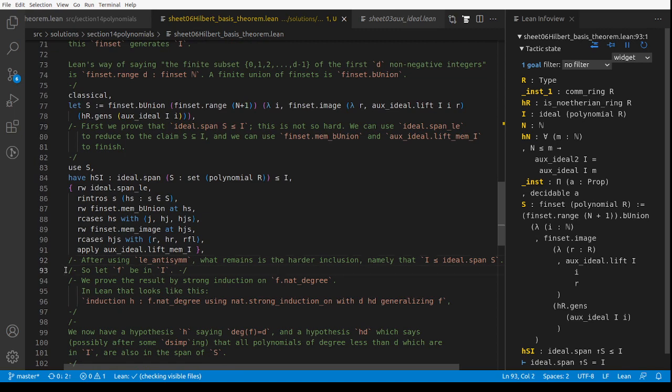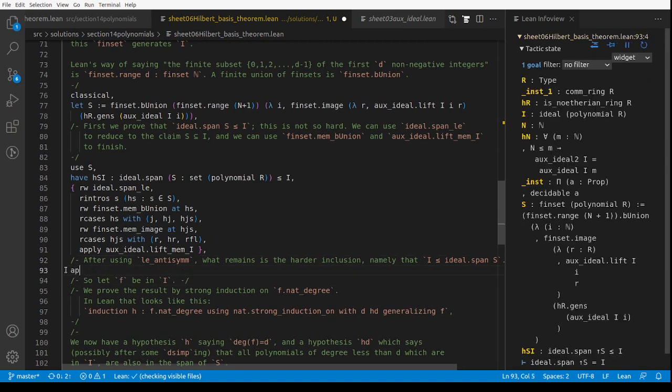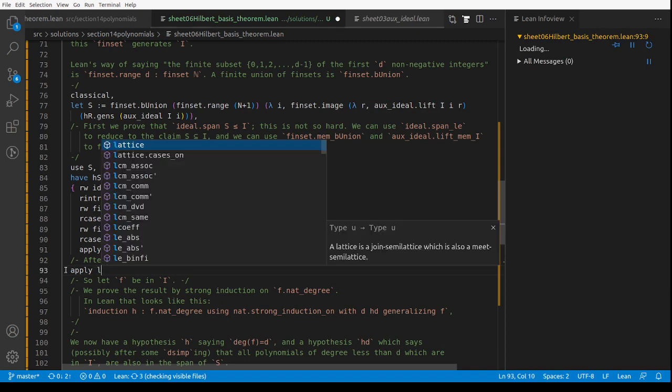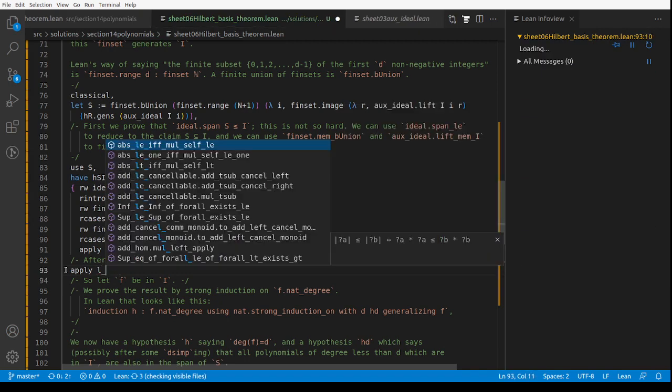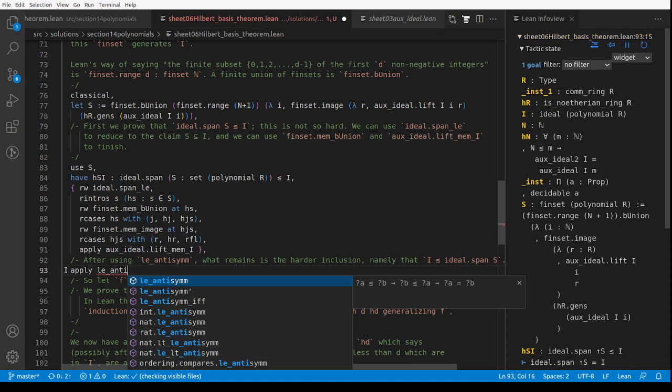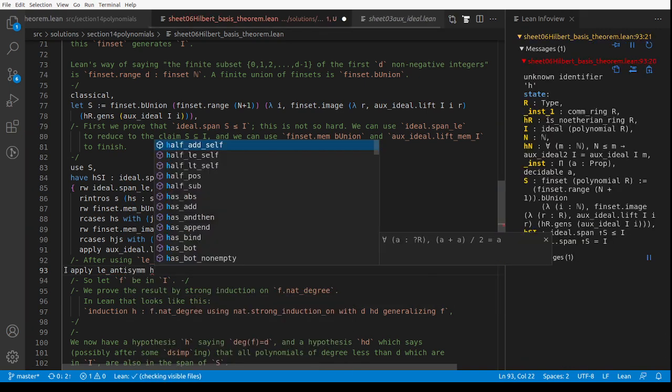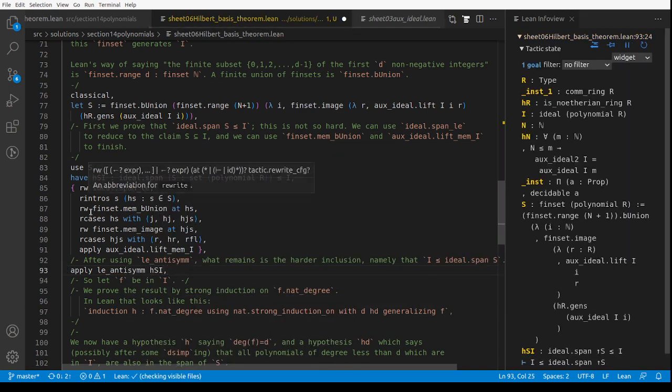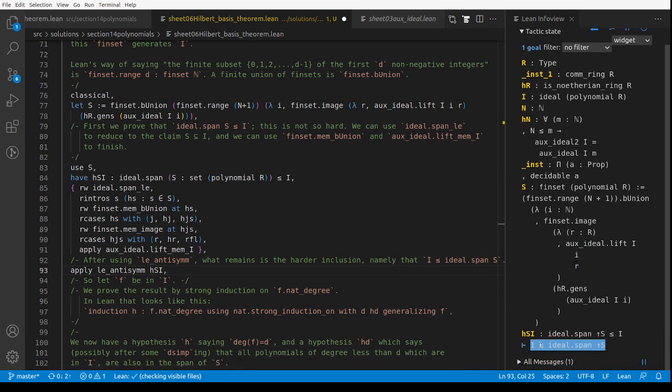So now let's do the harder direction. Let's apply le_antisymm. And that is a proof that if a is less than or equal to b and b is less than or equal to a, then a equals b. So we can feed in hsi, I would imagine here. Yeah, now we've got to prove the other direction.